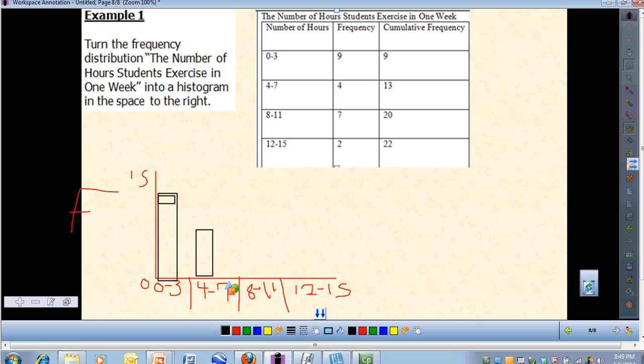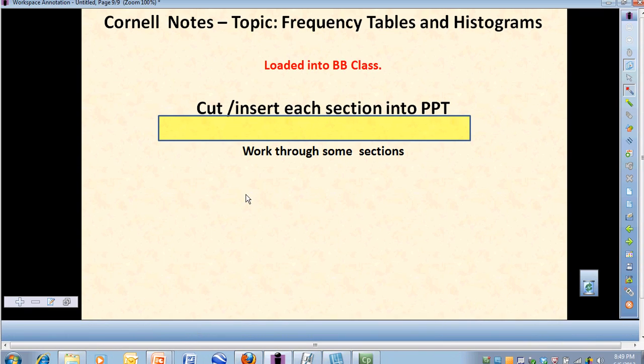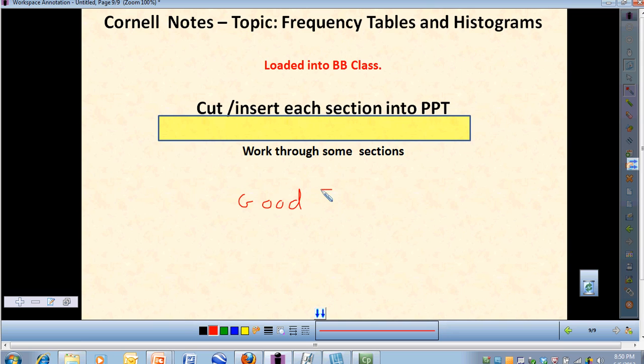Turn the frequency distribution, the number of hours students exercise in week 1, into a histogram in the space to the right. Now, we're not going to do that. But if you're turning this into a histogram, you would of course have to have your graph part, and over here would be your frequency between 0 and 15, so you'd start at 0 and work your way all the way up to 15.